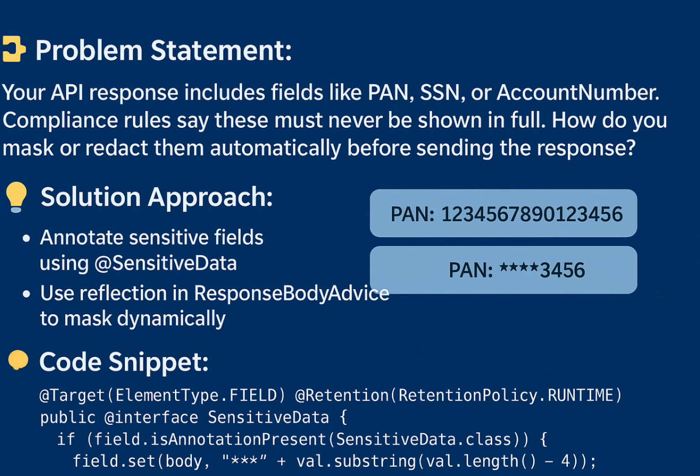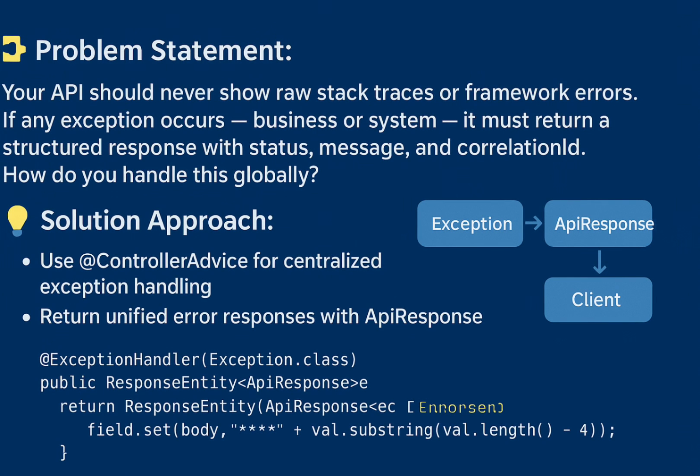In financial systems, compliance is not optional. Instead of manually masking every DTO, use a simple annotation like @SensitiveData and dynamically mask fields before serialization. This design ensures you meet GDPR and PCI-DSS requirements while keeping your code clean and centralized. They're checking if you consider security and compliance part of your API design.